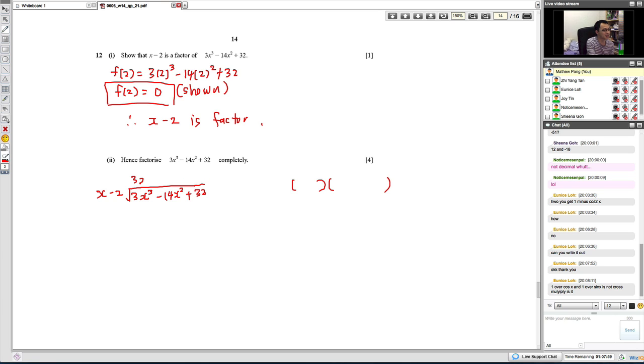So I will use 3x squared. Then here I will basically get 3x cubed minus 6x squared. And here you have an invisible minus. So the minus makes this one become plus. So this is negative 8x squared plus 32.